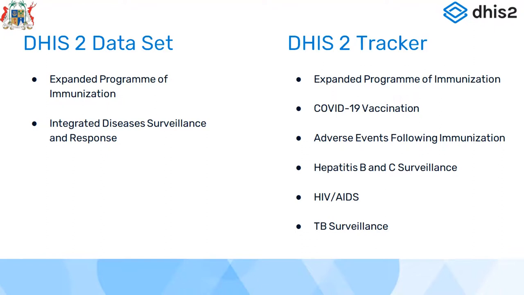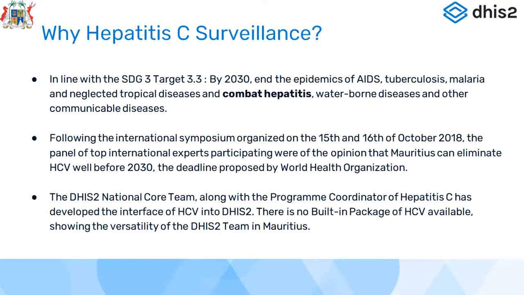But from these programs, why I chose hepatitis C surveillance, because it is in line with our SDG target 3.3 to end epidemics by 2030 and combat hepatitis. And we have also been on the verge of elimination of HCV. With the Gilead services, we have had medicines and all that. That's why we chose hepatitis C, because in fact, this is a success story for Mauritius.